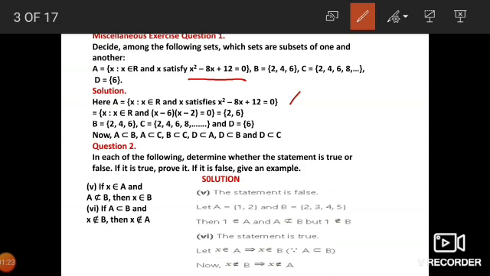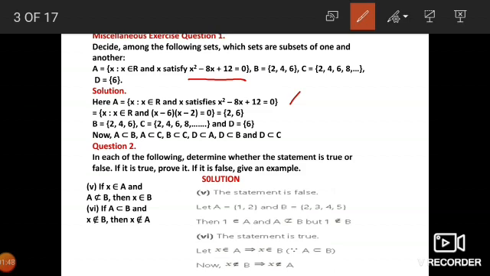Now A is a subset of B because {2, 6} is a subset of {2, 4, 6}. Similarly, A is a subset of C, B is a subset of C. D is a subset of A, B as well as C, because it is a singleton set containing one element, that 6, which is in A, B and C.